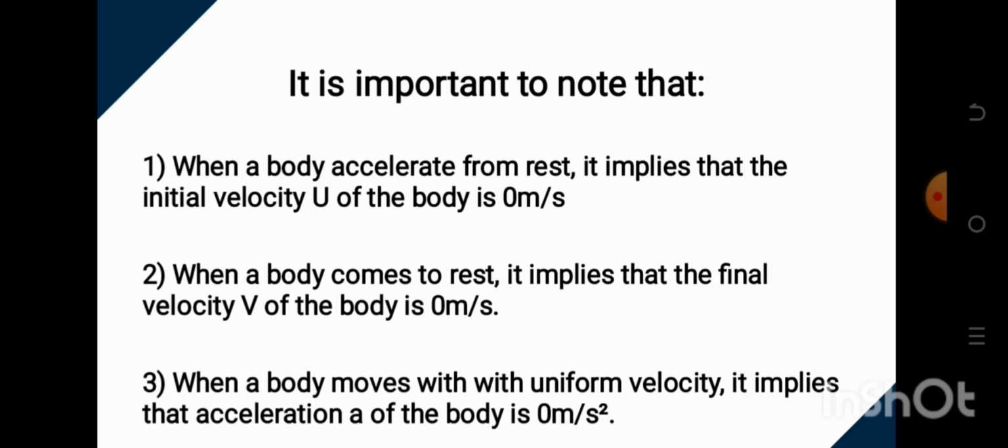Number 2: when a body comes to rest, that is, comes to its final end, it implies that the final velocity v of the body is 0 meters per second. And number 3: when the body moves with a uniform velocity, it implies that the acceleration of the body is 0 meters per second squared.